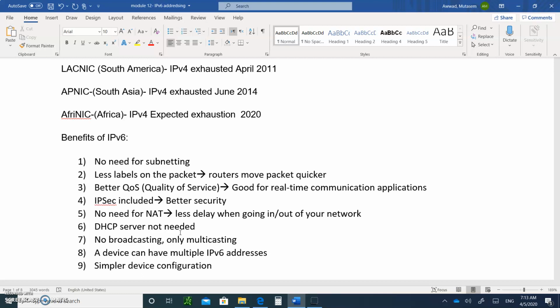No broadcasting is necessary. In IPv4 we had unicast, multicast, and broadcast, but now we only have unicast and multicast. Multicasting is sending a packet to several users in the LAN. We can do the same thing as a broadcast by multicasting to a group consisting of everybody in the LAN. So there's no need for another type of addressing, broadcast.